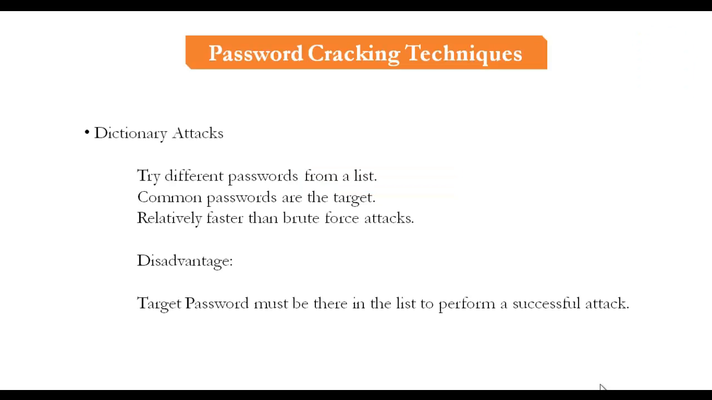The next one is dictionary attacks. This dictionary attack tries different passwords from a file supplied to the tool, and it takes all the words one by one and checks for the password. If any word in the list matches, then it shows it as the password. Common passwords are the target for these dictionary attacks. It is relatively faster than brute force attacks, but the basic disadvantage of a dictionary attack is that the target password must be in the list to perform a successful attack.